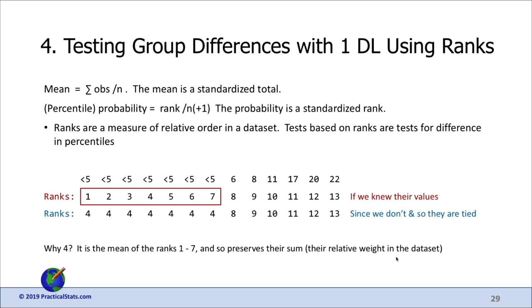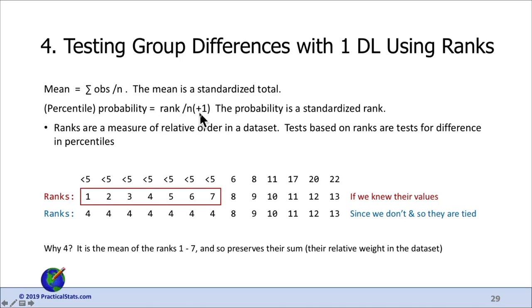Let's move to testing group differences. Won't spend a long time on this. There's a lot of information on this in other places, in newsletters, on our site, in a textbook that I wrote years ago. Just like the mean is a standardized total, the total divided by n, the probability is a standardized rank. Rank is often abbreviated i. It's the values 1 through n, 1 through 24. If you have 24 observations, the lowest value gets a rank of 1. Dividing that by n plus 1, I don't know why that parenthesis is there. It's in the wrong spot, should be parenthesis n plus 1, sorry.